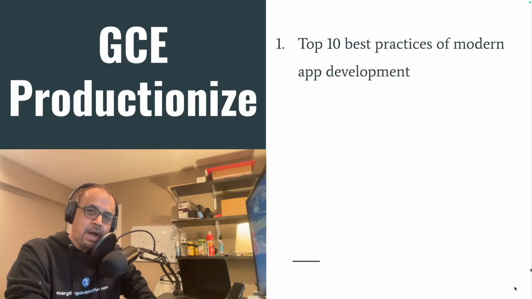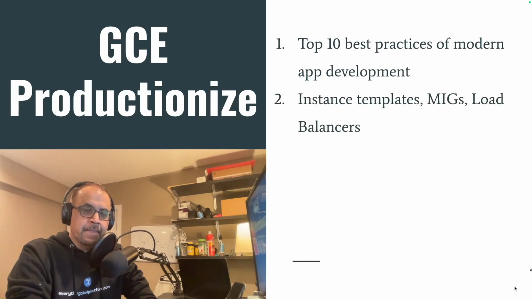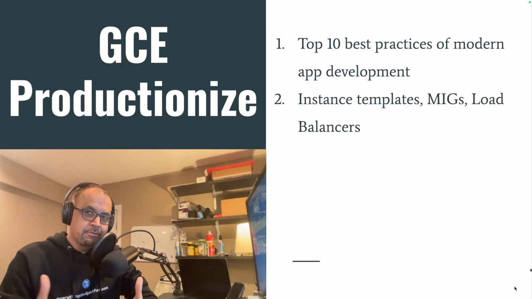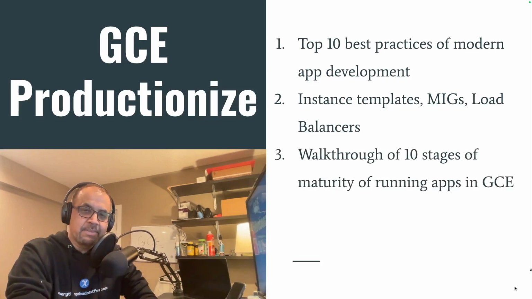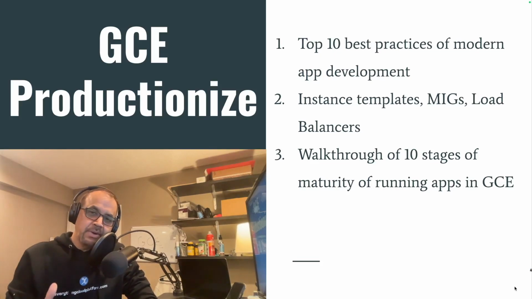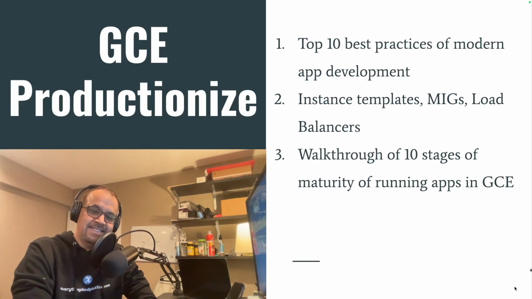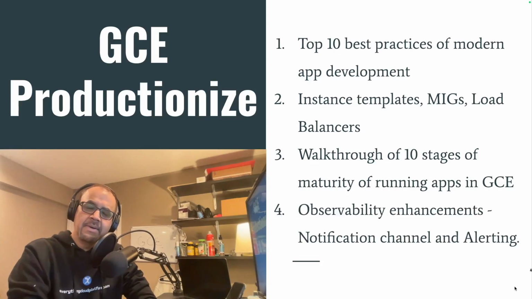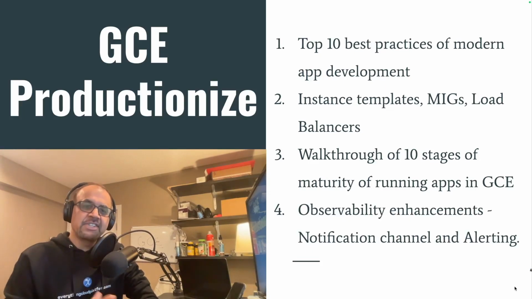We'll look at the top 10 best practices of modern app development. We'll then apply some of those practices right here in this session. For example, we'll create instance templates, MIGs, and load balancers to access our Apache web server. We'll walk through 10 stages of maturity of running apps in GCE. We'll then make some observability enhancements like notification channels and alerting.